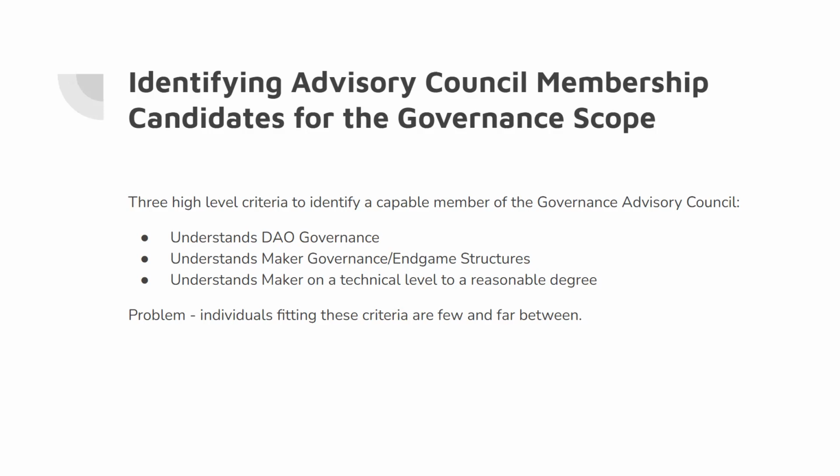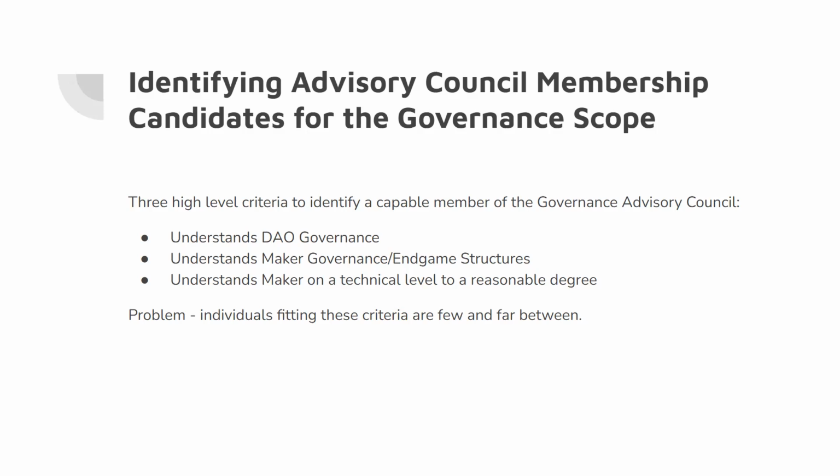So I've identified three high-level criteria that I think would make someone a capable member of the governance advisory scope. Those would be, they understand DAO governance, not specifically Maker, but generally, because they might be able to bring expertise and opinions on things being done in other DAOs that might benefit Maker in the endgame as well. But they should also understand how Maker governance and particularly the endgame structures work.